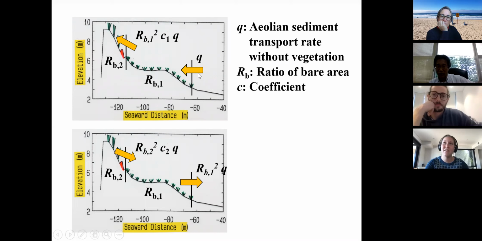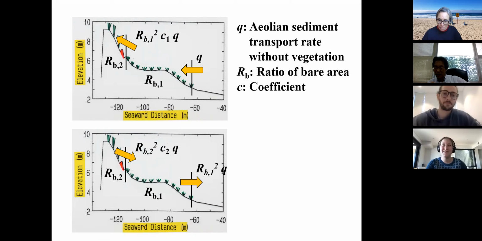Right. We assume the aeolian sediment transport rate here is without vegetation, and this aeolian transport rate was estimated from Kawamura's formula. So yes, we consider the sediment movement from the non-vegetated area to the vegetated area.